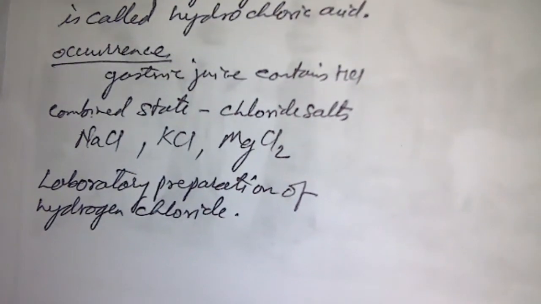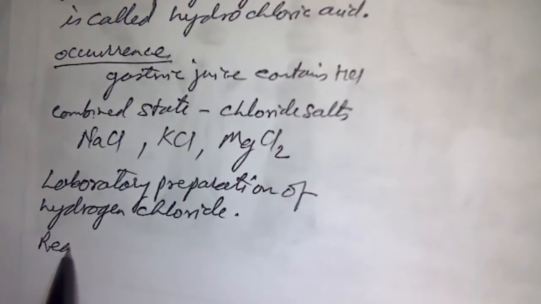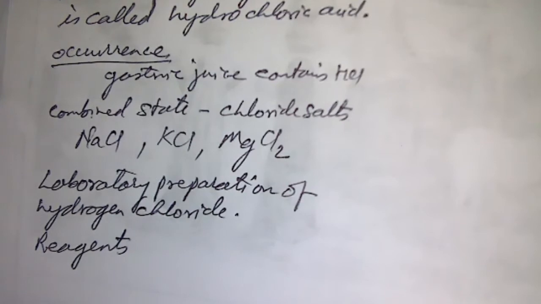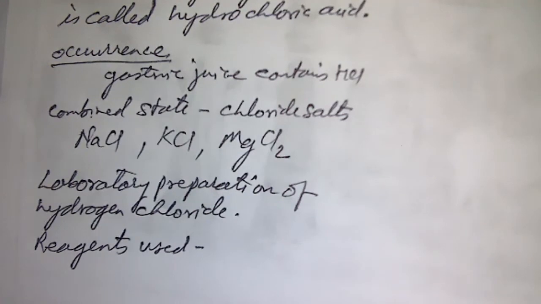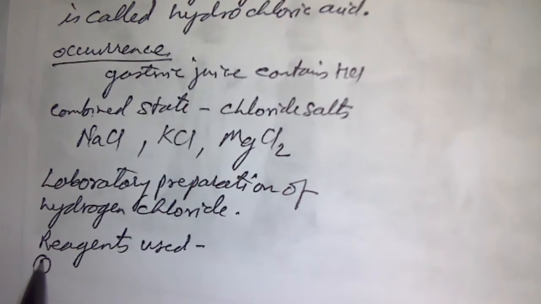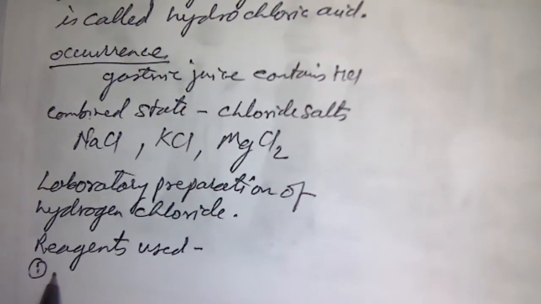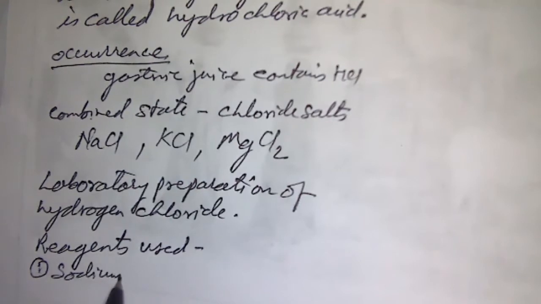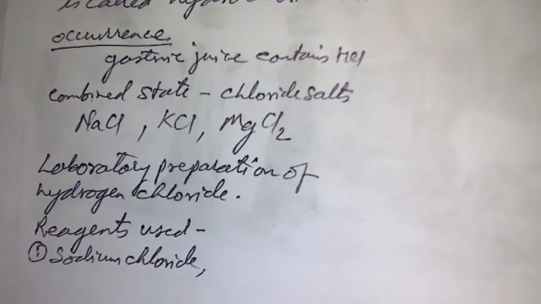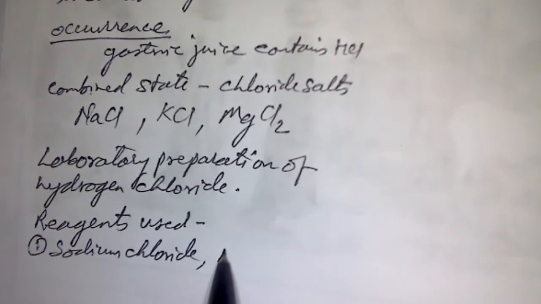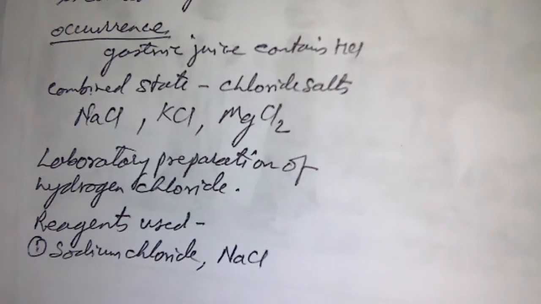So when we talk about laboratory preparation, we are going to start the preparation with some chemicals. The chemicals which we use are called reagents. So, reagents used. Which reagents are we going to use? Okay, so the first one, to prepare this, we use sodium chloride. Sodium chloride, the formula is NaCl. You know that.